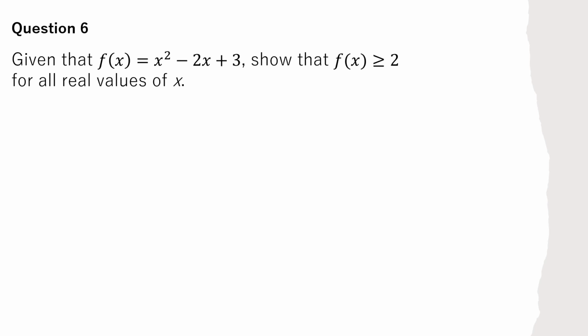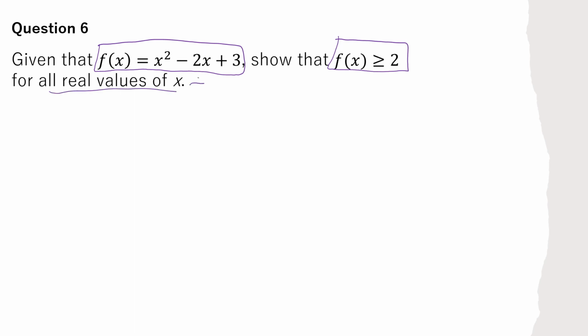So you're given a function and you're asked to show that the maximum value of this function is 2, right? For all real values of x, right? So let's try to explain every part of it. You're given a function, and it's a quadratic function, x squared minus 2x plus 3. And you're supposed to show that the maximum value of f(x) is 2 for all real values of x.